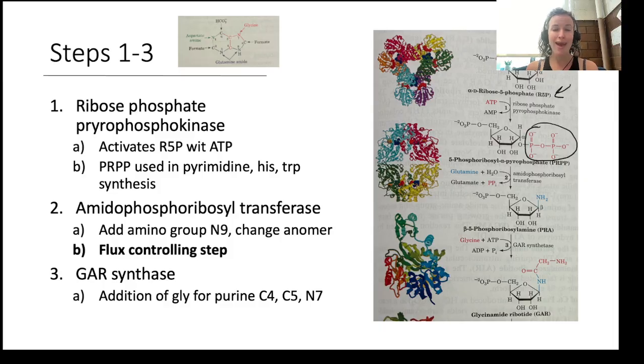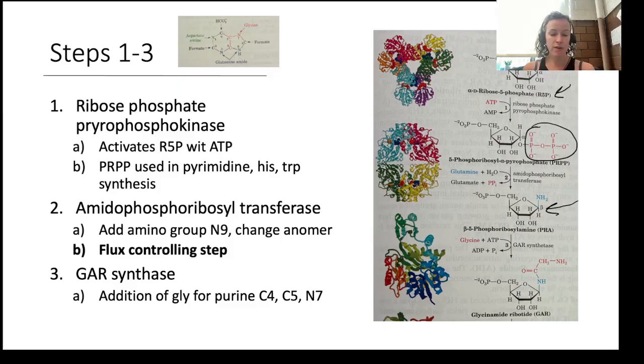Here, what we're doing is we're adding the amino group N9, so this one here. And we're doing that by using glutamine. And so we're grabbing the amino group from glutamine and popping it on to the ribose ring. At this point, folks, we've also set the anomeric form of the nucleotide to be the beta form, which all nucleotides will follow on with.